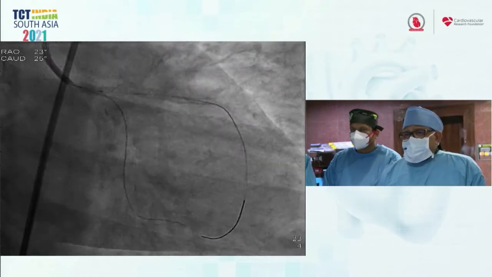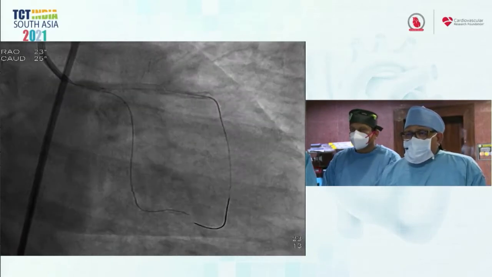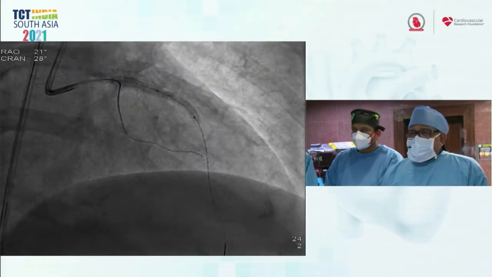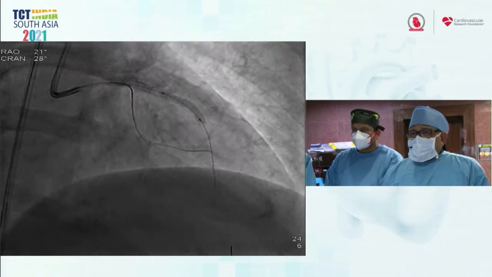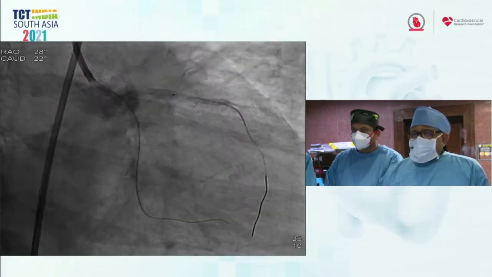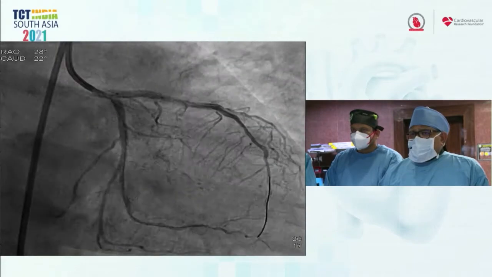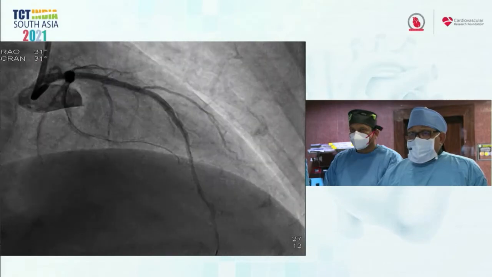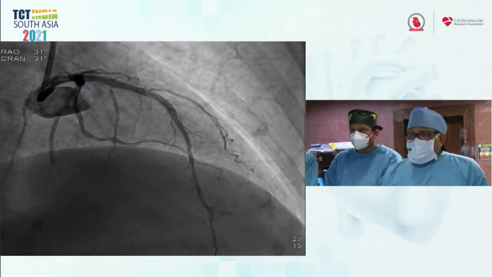Next. POT was done with a 5. Next. This is the 3 millimeter NC across the mid LAD. Next. 3.5 across the proximal LAD. Next. Next, please. Good flow across the LAD. Next.